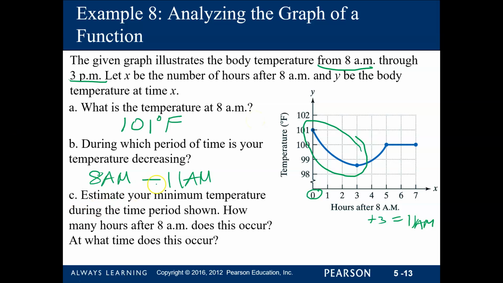Next part, estimate the minimum temperature during the time period shown. So minimum, it's the lowest point of the graph. So it's going to be this point over here. And looking at it, it's roughly in between 98 and 99. So we can say it's around 98.5 or 98.6 Fahrenheit. How many hours after 8 a.m. does this occur? Now you can see that the lowest point happens 3 hours after 8 a.m., which is equivalent to 11 a.m. All right?